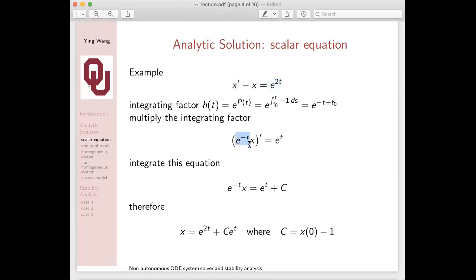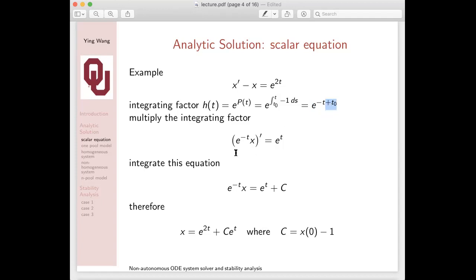First function is the integrating factor. Second function is x, our original unknown. The right-hand side is the integrating factor e to the power of negative t times the original right-hand side. Notice that e to the power of t naught here is common to both the left-hand side and the right-hand side. Therefore, this term can be canceled.